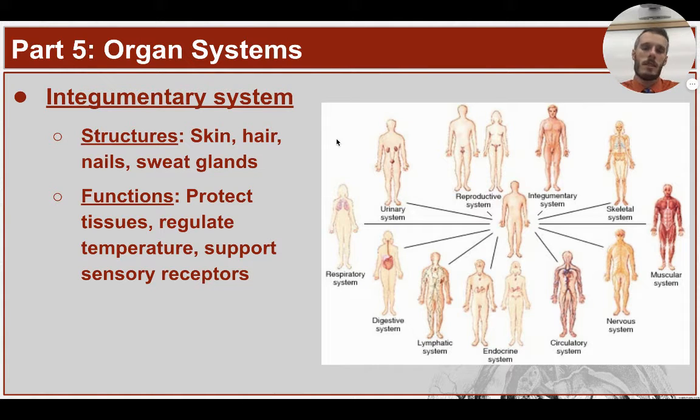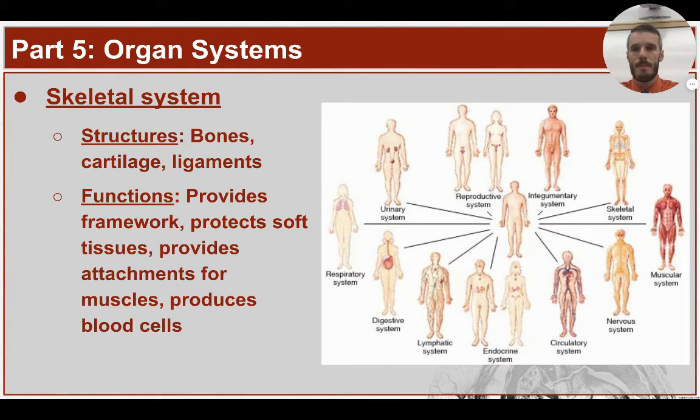So the integumentary system, the structures, so the organs include skin and some of the features, so hair, nails, and the skin and the sweat glands located within the skin. So the functions of the integumentary system include protecting your inner tissues, regulating your temperature, so being able to give off heat or keep it in, as well as supporting your sensory receptors. So your sense of touch comes from your skin.